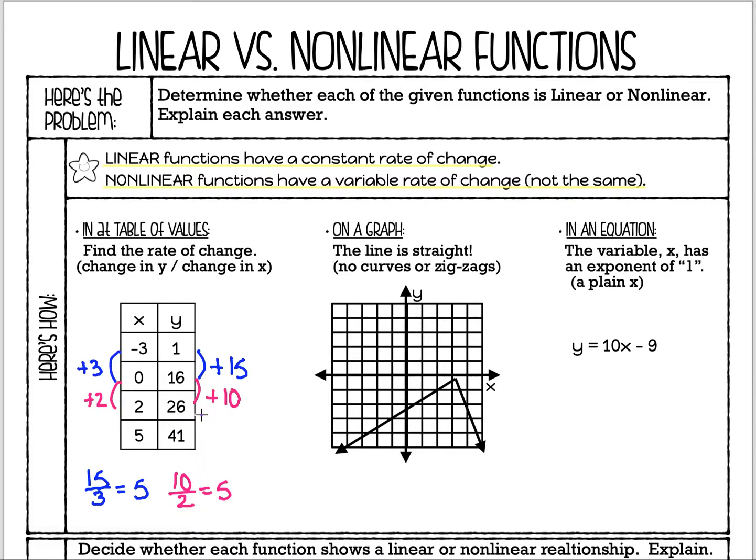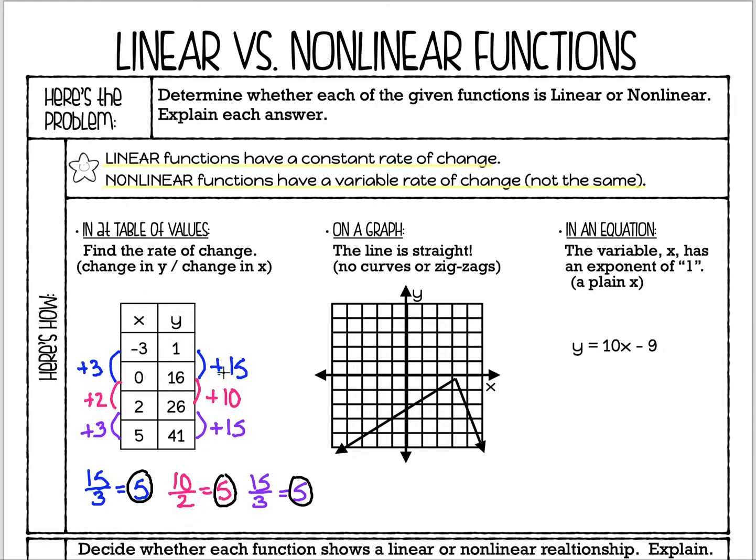All right, then we can check our next one. From 26 to 41, so that's a plus 15 again. Well, since this is a plus 15, this better be a plus 3 over here or it's not going to work. Fortunately, 2 plus 3 does give us 5. So we've got 15 over 3. And again, that is positive 5. So these all have the same rate of change, right? We've got a rate of change of 5 every single time.